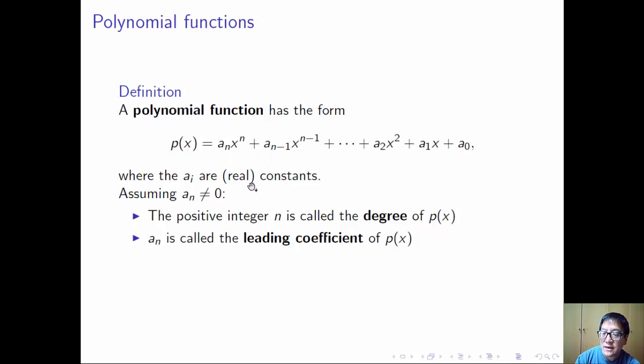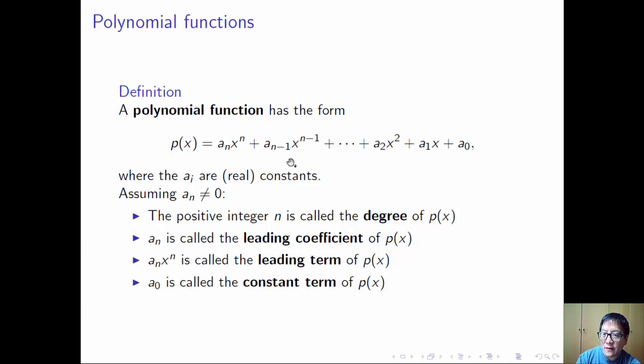A sub n is called the leading coefficient of p of x. A sub n x to the n is called the leading term of p of x. So this number by itself is the leading coefficient, but if you include the x to the n, that's the leading term. And then the last term over here, a sub 0, is called the constant term of p of x.